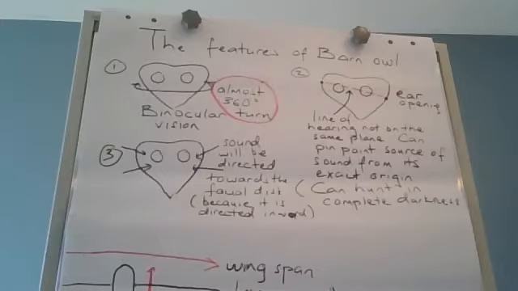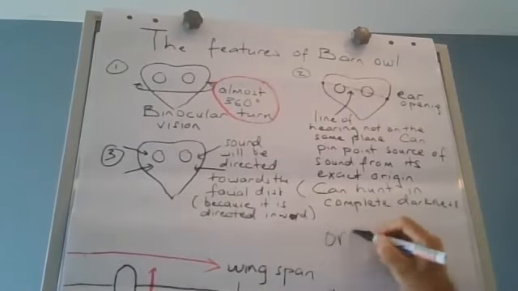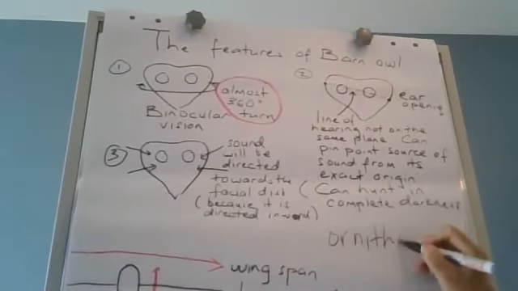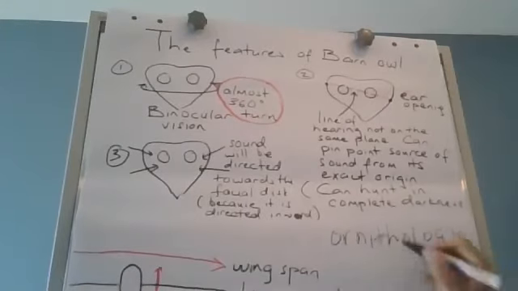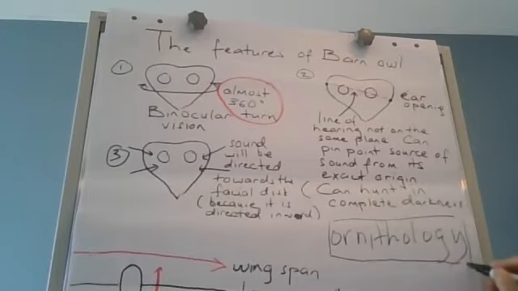The word is ornithology. What is ornithology? Ornithology is the science, or the study, of birds. Study of birds, ornithology. Just like ichthyology refers to the study of fish. Herpetology refers to the study of amphibians and reptiles. And of course, mammalogy refers to the study of mammals.